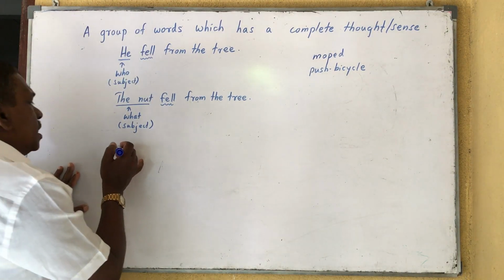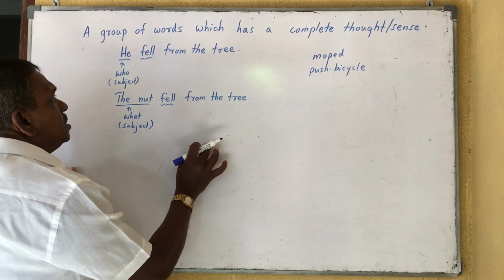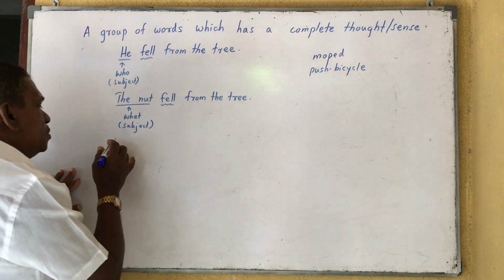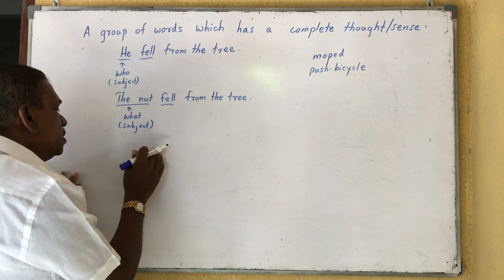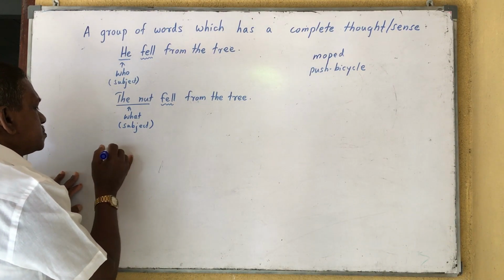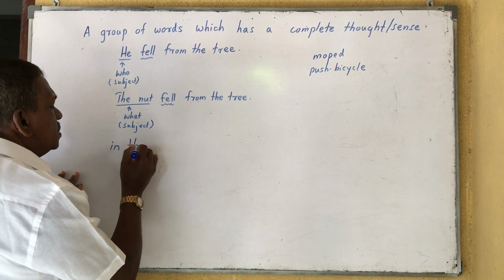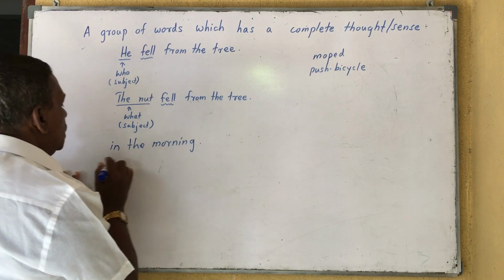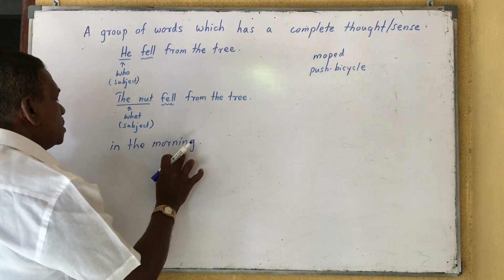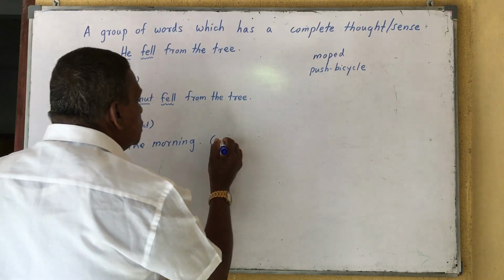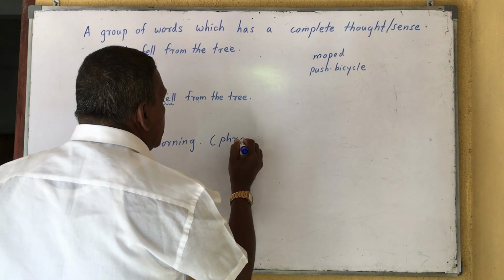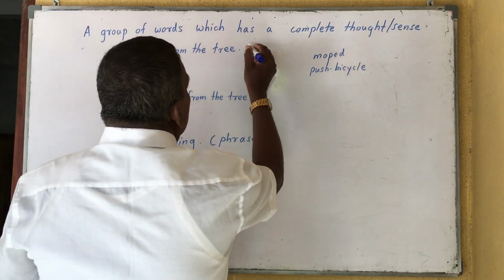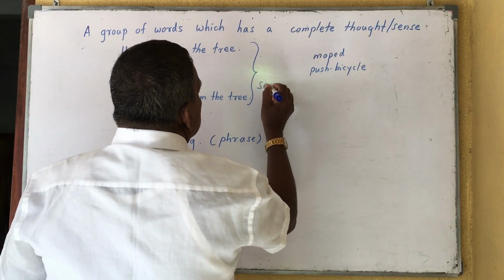Now, there are some group of words that do not have a subject and a verb. For example, in the morning. Here we don't have a subject, we don't have a verb. So this is a phrase. These are sentences.